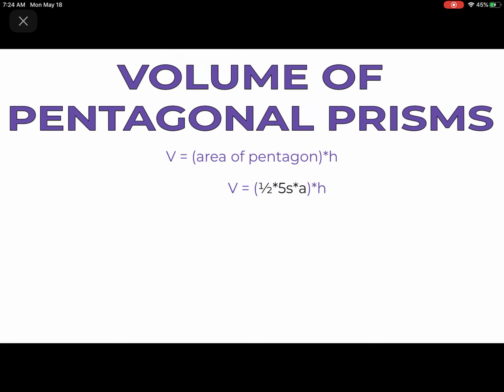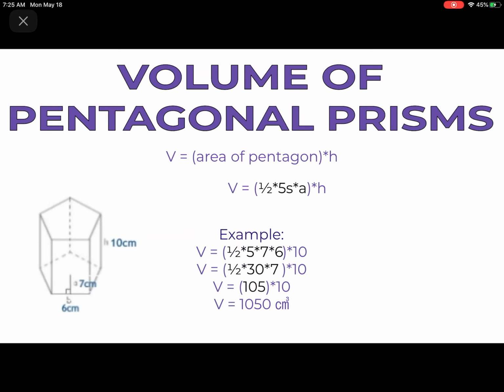Now, the volume of a pentagonal prism. These get a little bit different because pentagonal and hexagonal areas are different. So the area of a pentagon is 1/2 times 5 times whatever that side length is, times the height of the pentagon, which is labeled A, and then we'll multiply it all by H. Okay? Well, it's not actually the height of the pentagon. It is like the radius almost, but on a pentagon.